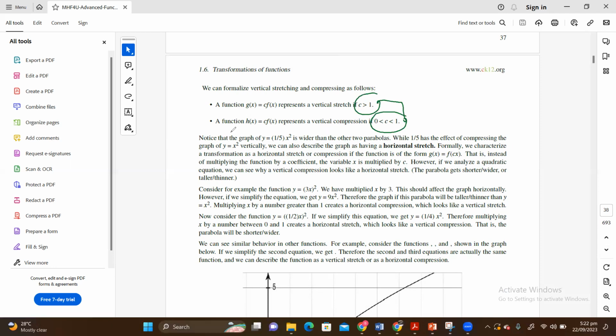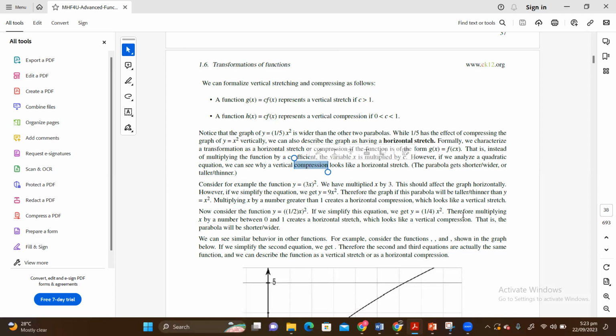Note that the graph y is equal to 1 by 5 x square is wider than the other 2 parabolas, while 1 by 5 has the effect of compressing the graph of y is equal to x square vertically. We can also describe the graph as having a horizontal stretch. Formally, we characterize the transformation as horizontal stretch or compression if the function is of the form g of x is equal to f of c x. That is, instead of multiplying the function by a coefficient, the variable x is multiplied by c. We analyze the quadratic equation to see why vertical compression looks like horizontal stretch.